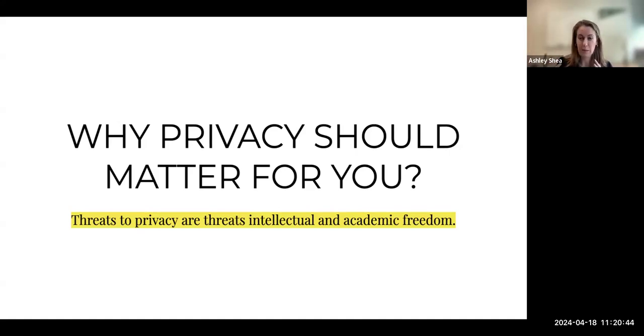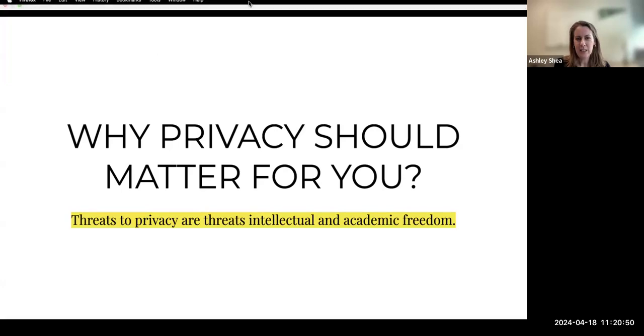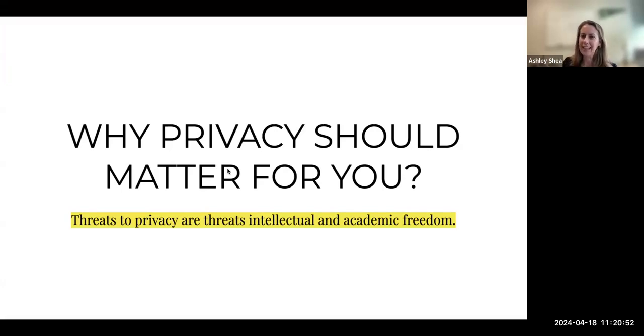Students are on the cusp of gaining new civic responsibilities and rights in terms of voting and civic engagement. And so privacy should matter because threats to that privacy are threats to their intellectual growth and development and their freedom to explore academic topics. And so when we extract that and take it one step further, it's also implicating their future behaviors and the organizations that they're also within.